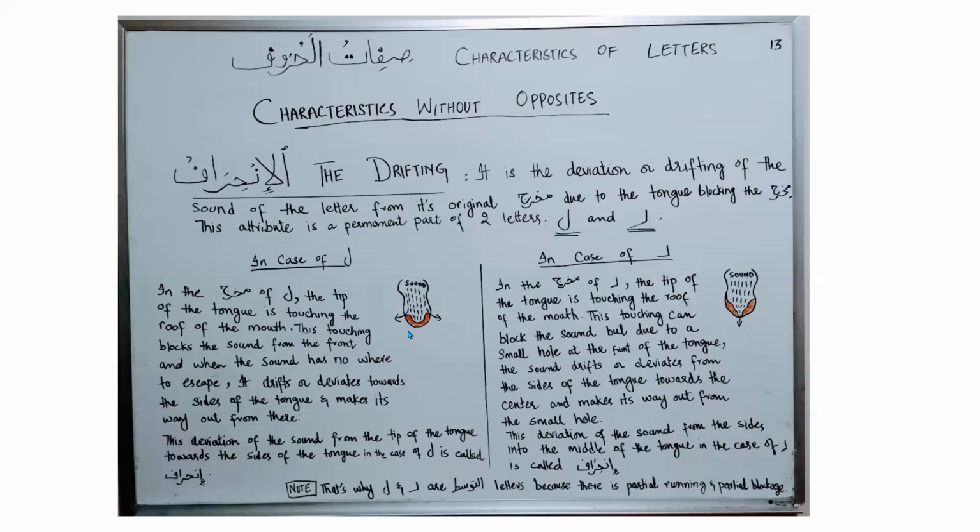Because you can see here, there's partial running and partial blocking. If you look into this picture, in case of lam, there is partial blocking from the front and the sound is escaping from the sides. So the blocking is at the front and the running is from the sides. In case of letter ra, the sound is blocking from the sides and escaping from the front from this small hole. So partial running and partial blockage in case of letter lam and letter ra, and the drifting or deviation of the sound in case of letter lam from the front towards the side, and in case of letter ra, from the sides towards the middle, is inhiraaf.